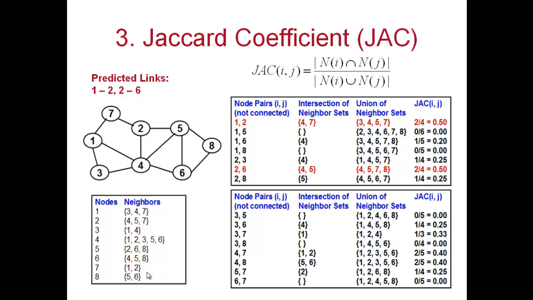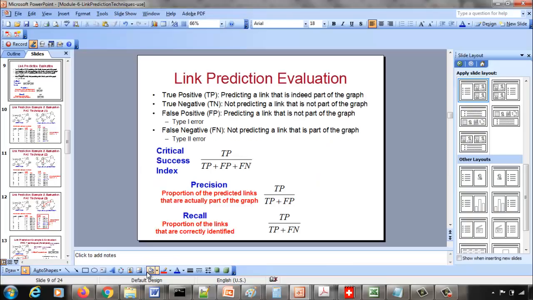So once you find the Jaccard scores like this for all the node pairs, pick the pair that has the largest value for the Jaccard score. If two or more pairs have a tie, just write down all the pairs and say that these are the predicted links. So in this case, the Jaccard score of 0.5 is the largest. So the corresponding node pairs are 1, 2, and 2, 6, and those are the links that you are predicting. Okay, so we'll stop the video with this.